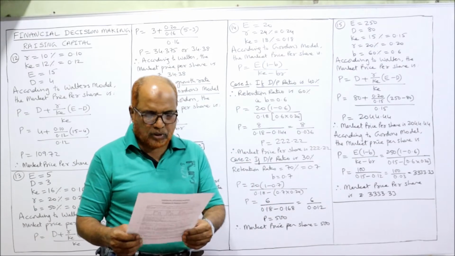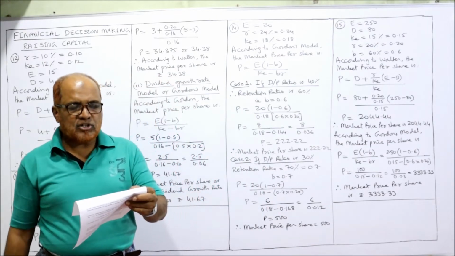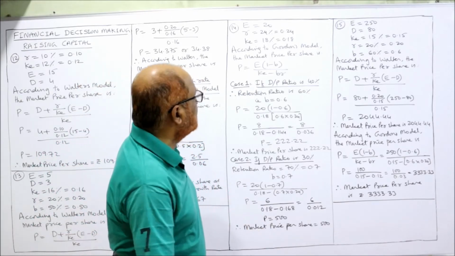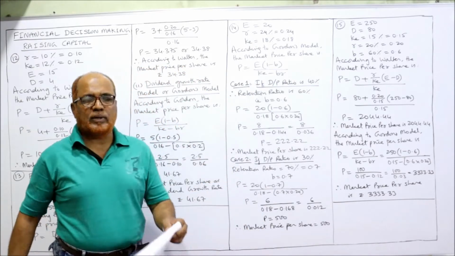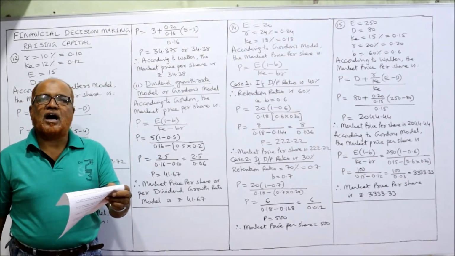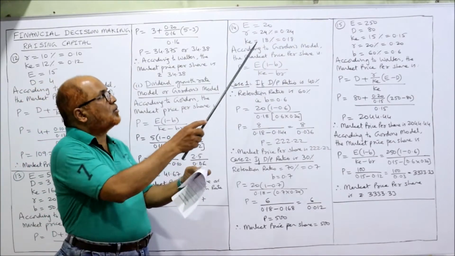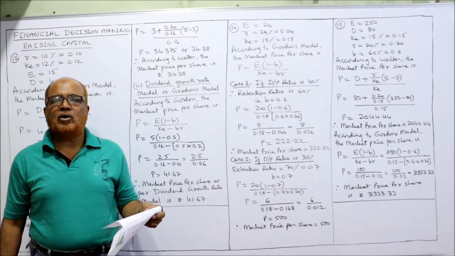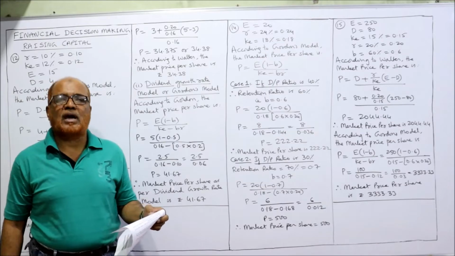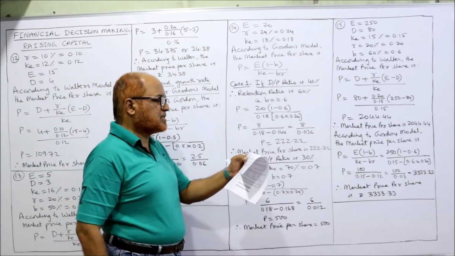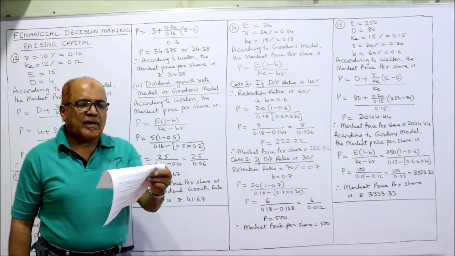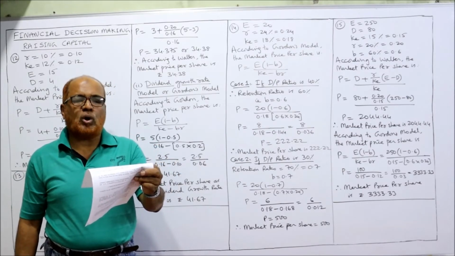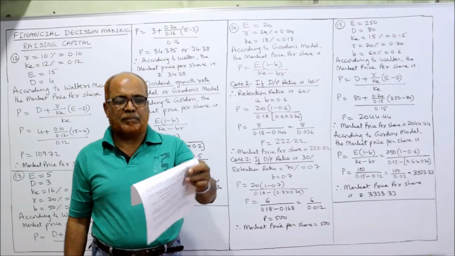Now, problem number 14. The following information is related to company X. Earnings per share E is equal to 20. Then rate of return IRR, that is R, is equal to 24%, 0.24. Required rate of return on equity, this is the cost of capital KE, 18%, 0.18. Calculate the market price per share under Gordon's model if the company follows a DP ratio of 40% and 30%.